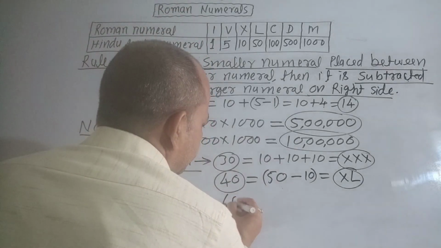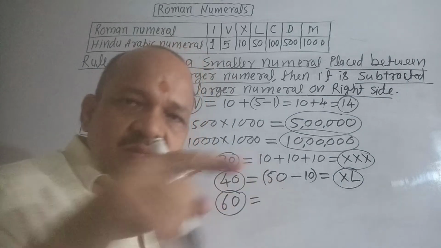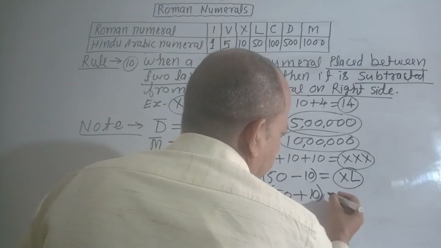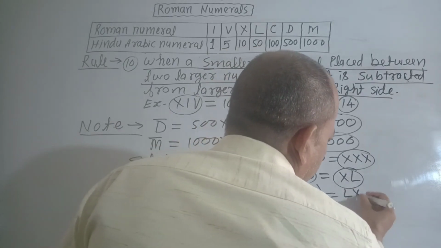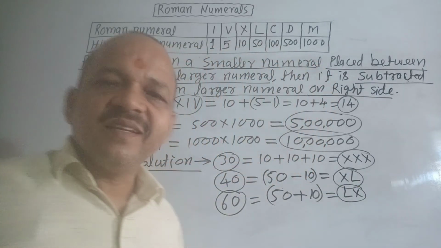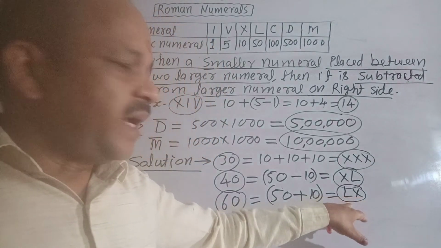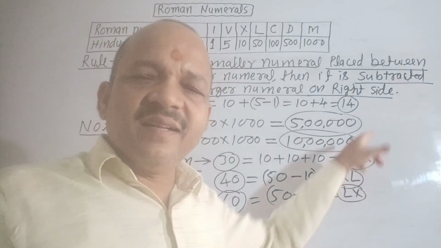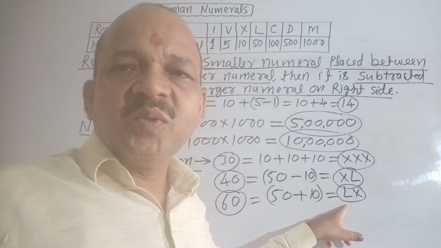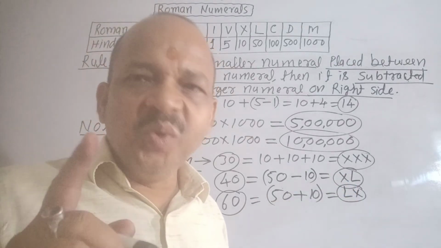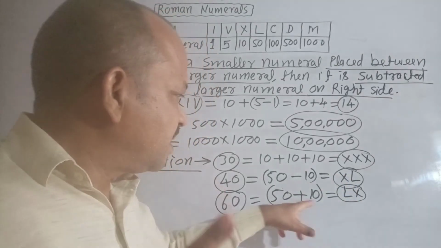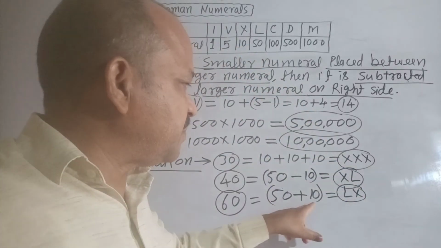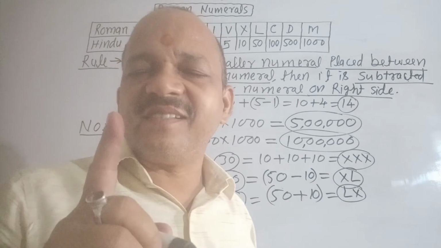60 means 50 plus 10. 50 plus 10 equal to LX. Here L is larger, X is smaller. Smaller numeral on right side of larger numeral. So you add it according to rule. Clear? Value of L is 50, value of X is 10. 50 plus 10 equal to 60. Clear?